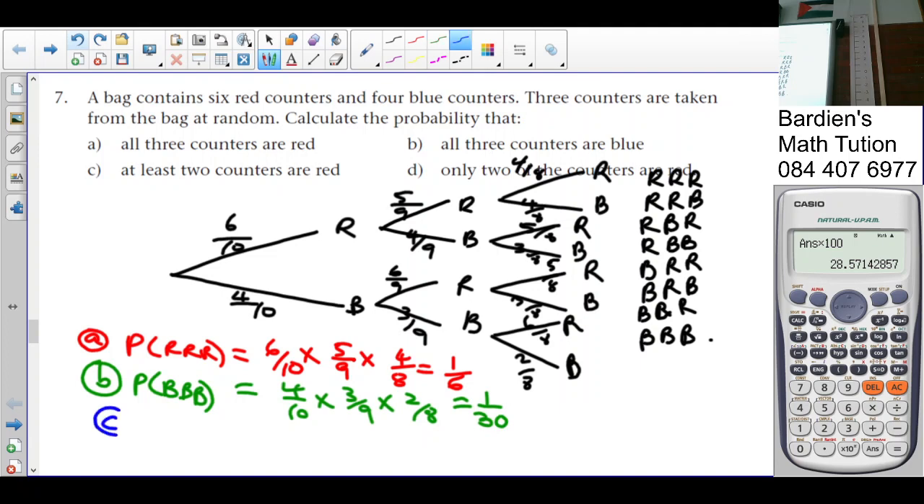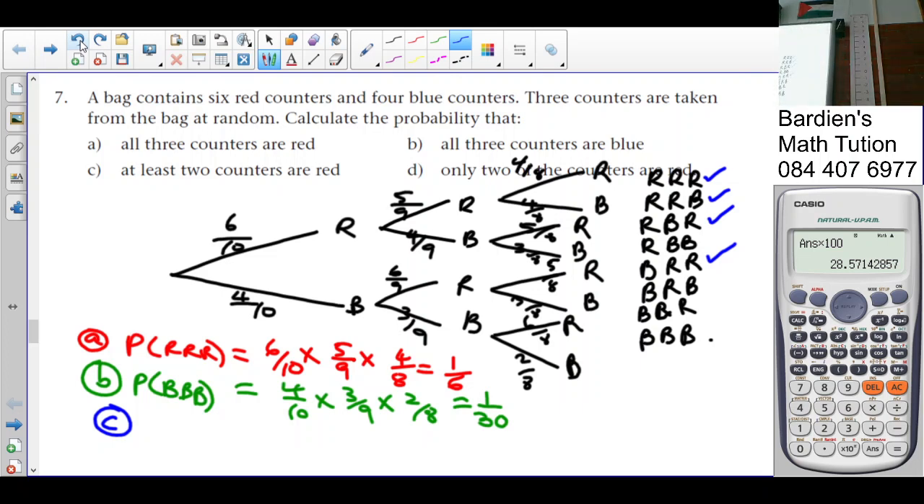Let's go with C. At least 2 counters are red. At least 2 counters are red. So, do we consider this one? Yes, this one? Yes, this one? Yes, this one? Why not? Are you referring not to that one? Oh, okay. But the next one, yes? The next one?